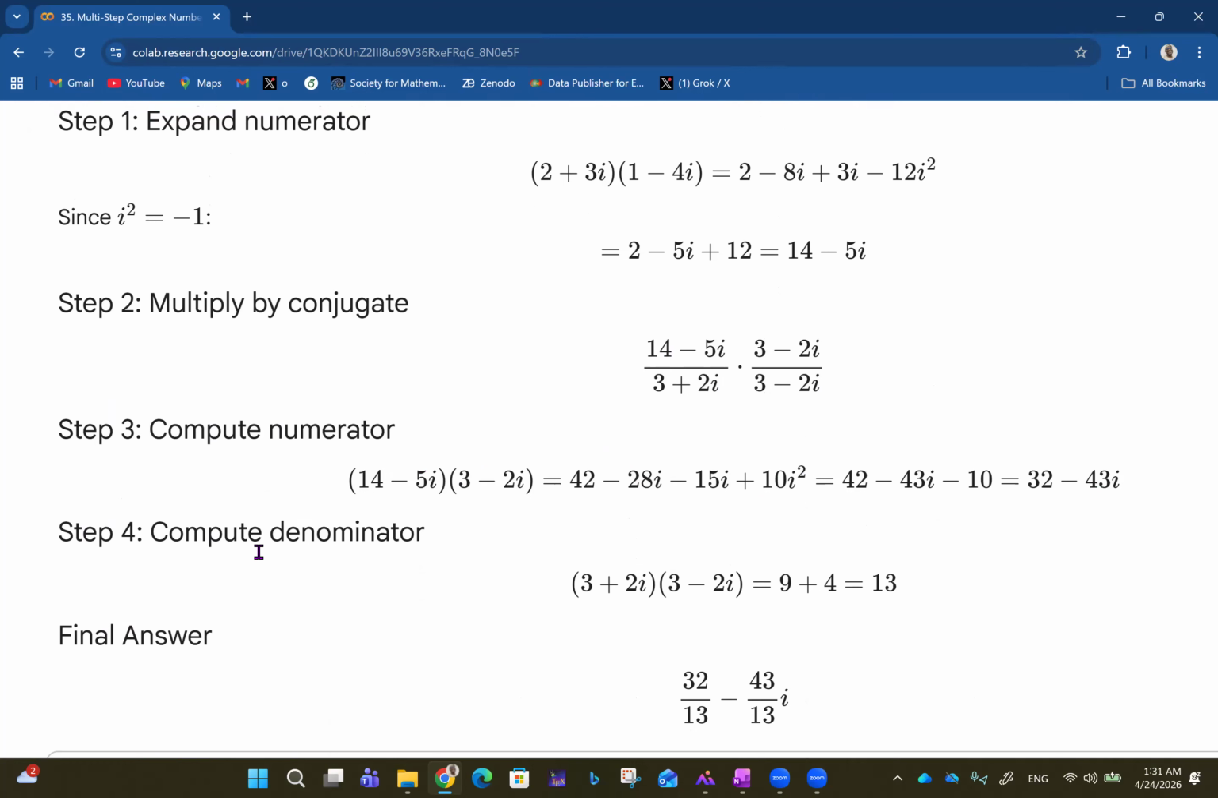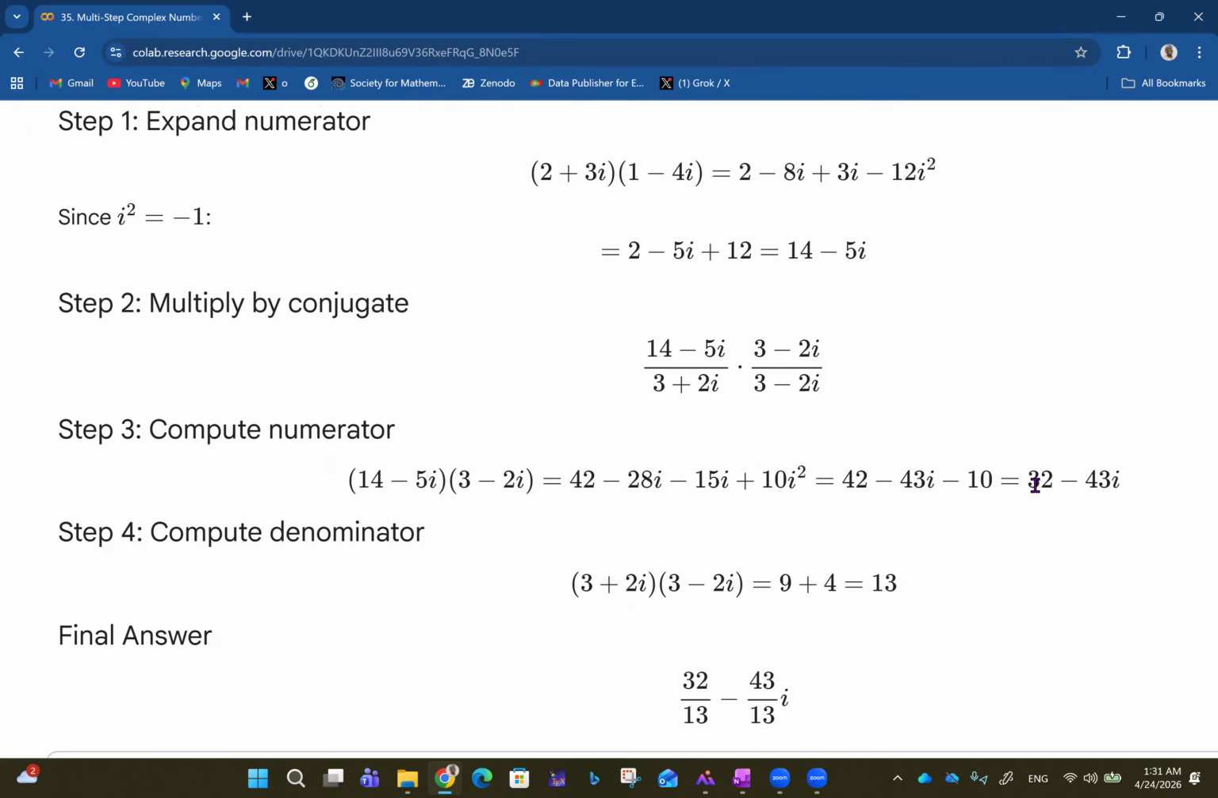So you then compute the denominator. The denominator is a difference of two squares, 3 plus 2i times 3 minus 2i. That's 3 squared minus 2i squared. 3 squared is 9. 2i squared is 4i squared, so it's minus 4i squared, and i squared is minus 1, so minus minus is plus 4. 9 plus 4 is 13.